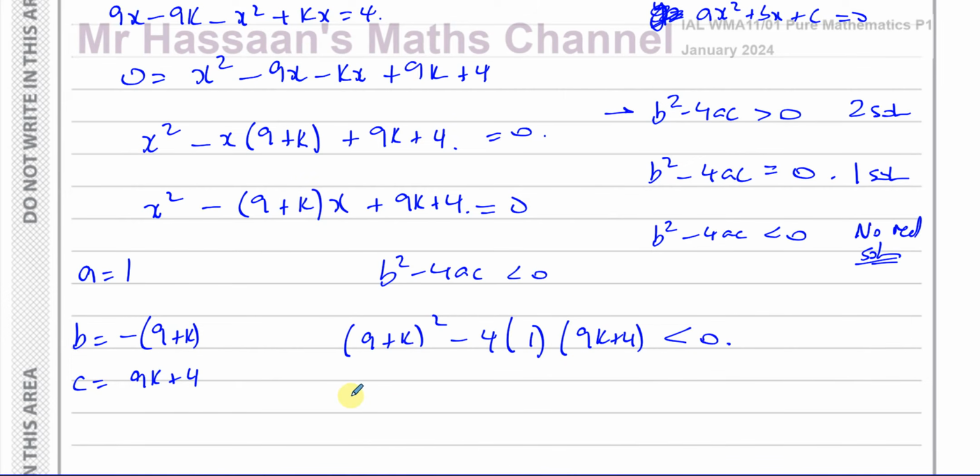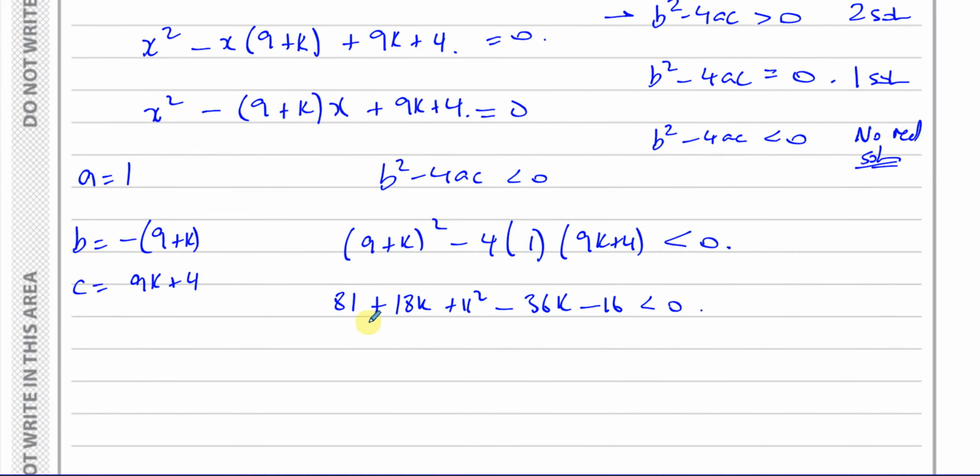So it looks like we're going to have a quadratic inequality to solve. That's going to be 81 plus, when you expand this, 9k twice, which is 18k, plus k squared. You're going to have minus 4 times 9, which is minus 36k, and minus 4 times plus 4, which is minus 16, is less than 0. Now if we simplify this, we've got k squared minus 18k, and we've got minus 16 plus 81.